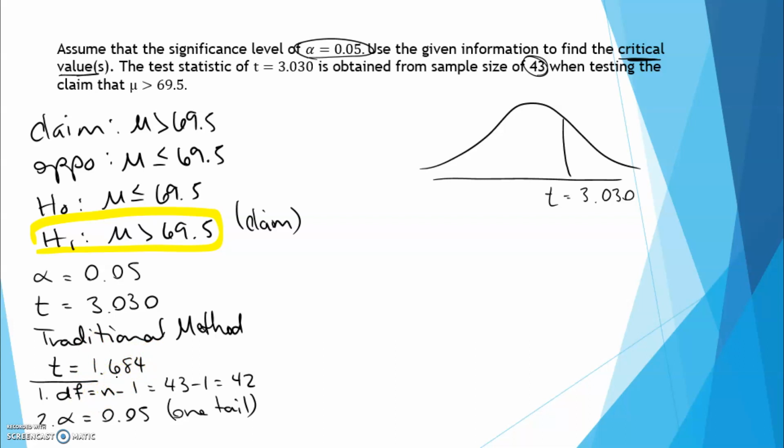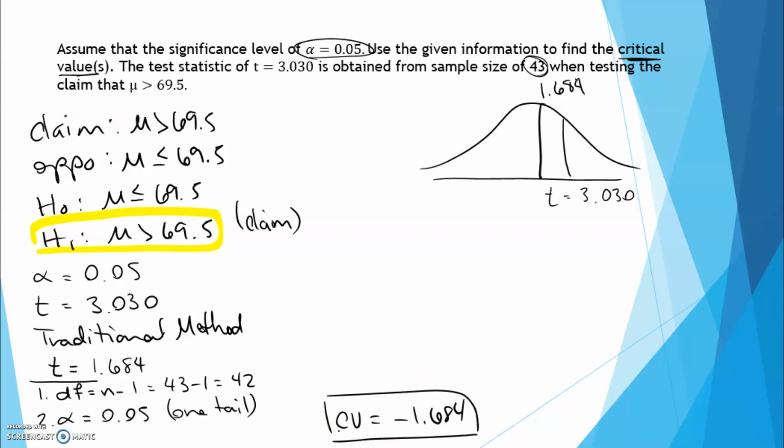So that would fall about here. This would be 1.684. So this is our critical value. This is what they were looking for. So our critical value is equal to 1.684. That's the answer to this question. But we're going to keep on going to steps 7 and 8.